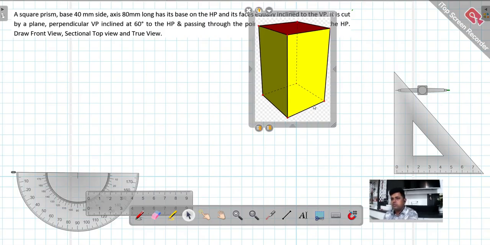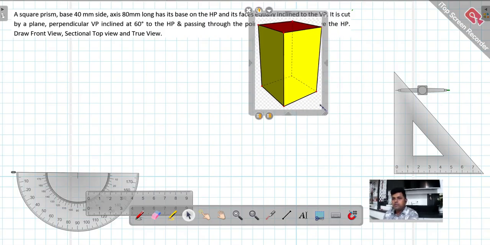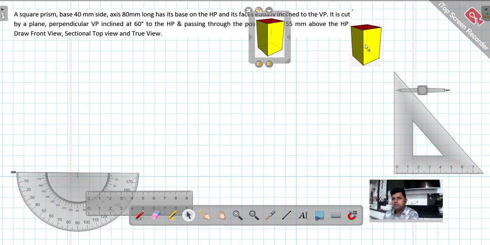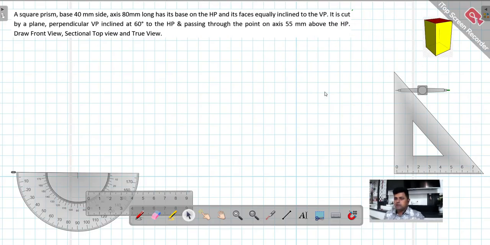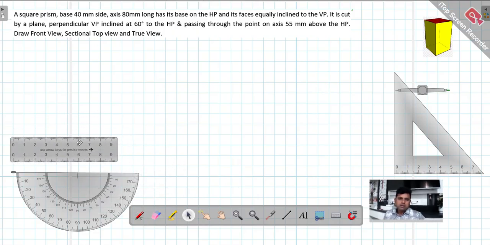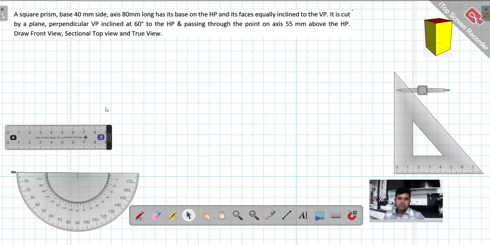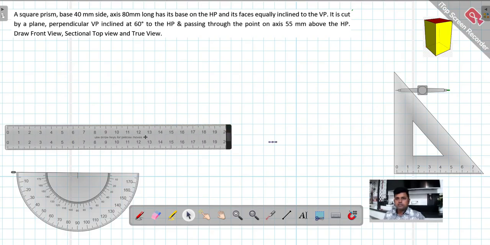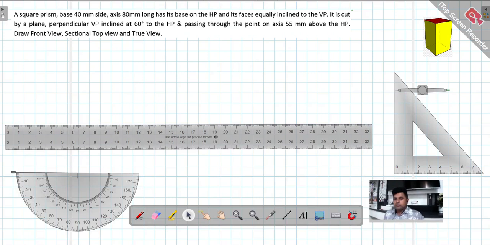I'm removing it now. Or we can keep it aside so that if anything is required, we can use it for our understanding. Okay, now see, with the help of this scale, I'm drawing a reference line called axis. Just a minute.